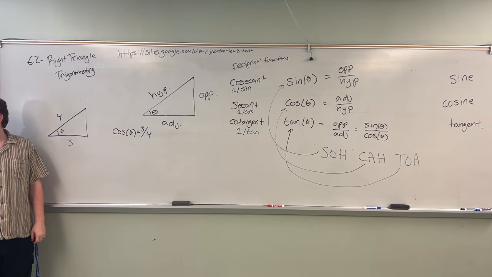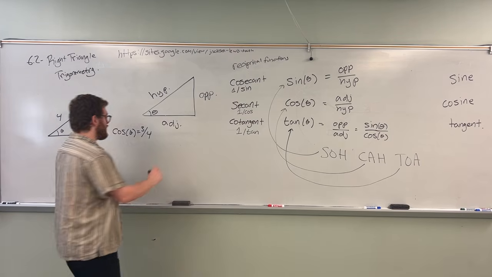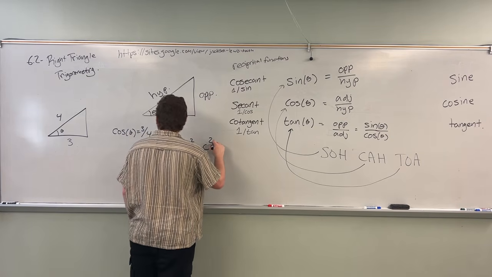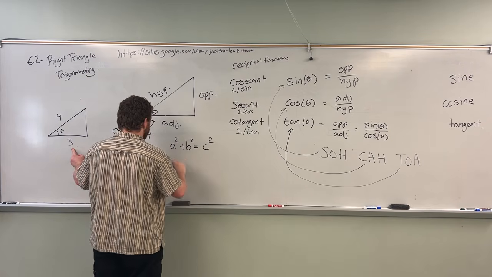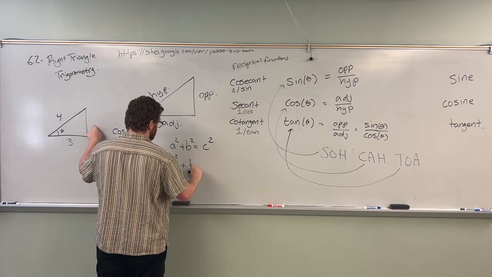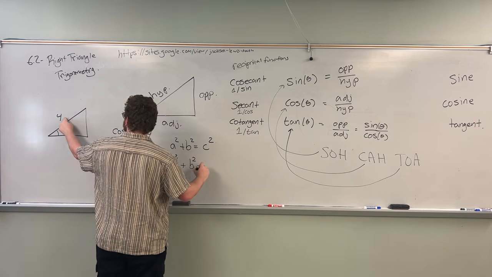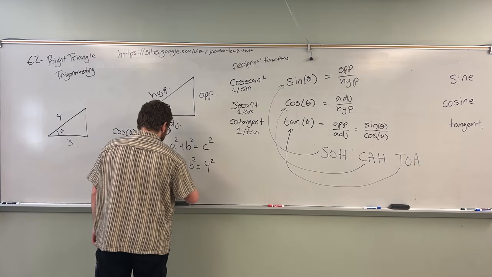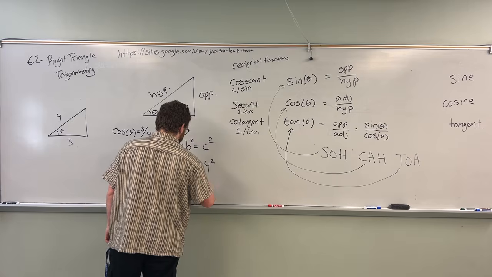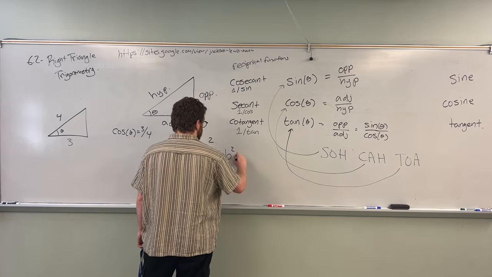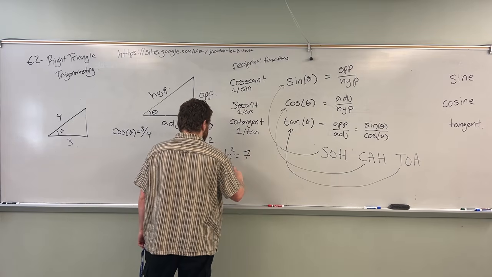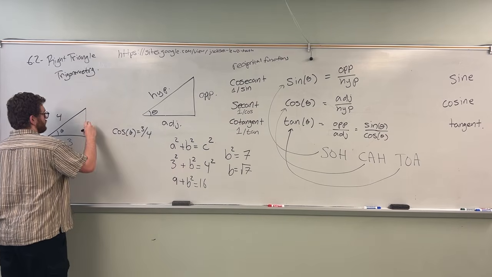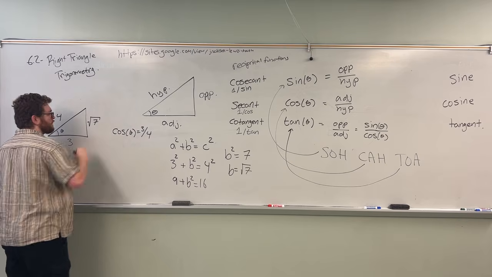Pythagorean theorem, right? I remember that a squared plus b squared equals c squared. I have a, which is 3 squared. I don't have b, so I'll solve for that. And c squared is 4 squared. So this is 9 plus b squared equals 16. B squared equals 7, so b equals the square root of 7. Cool.